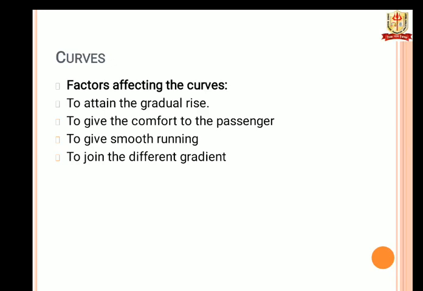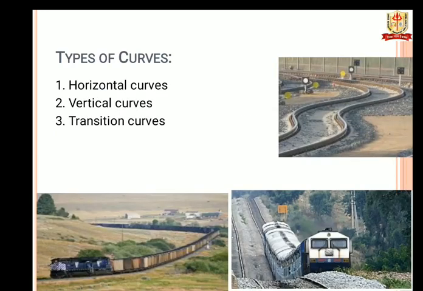First is to attain gradual rise, to give comfort to the passenger, to give smooth running, and to join the different gradients. These are the factors affecting. Types of curve. Horizontal curves. Horizontal curves are necessary when a change in the direction of travel is to be introduced. These curves are in the horizontal plane. Next is vertical curves. On the track, vertical curves are provided in the vertical plane where the gradient changes. There are two types of vertical curve, summit curve and valley curve.